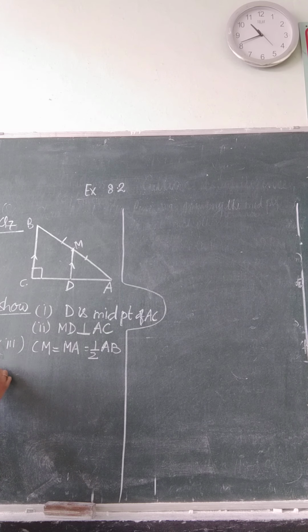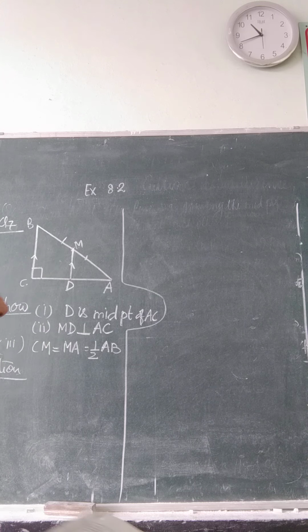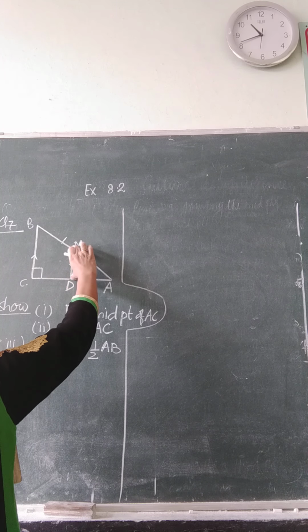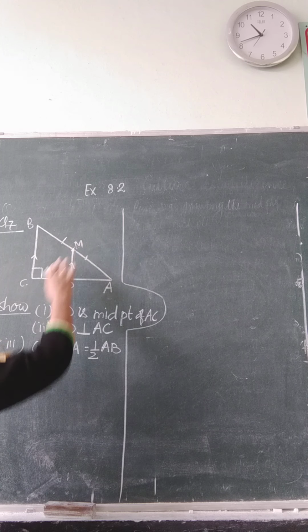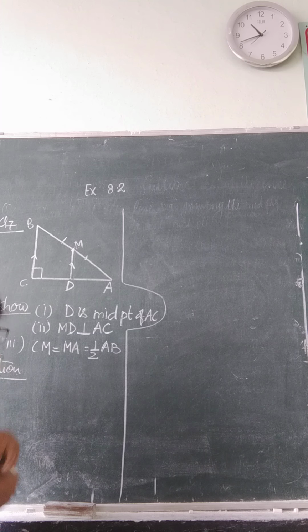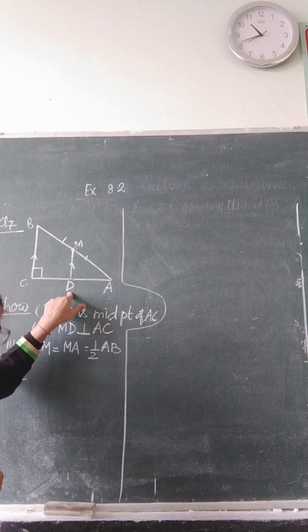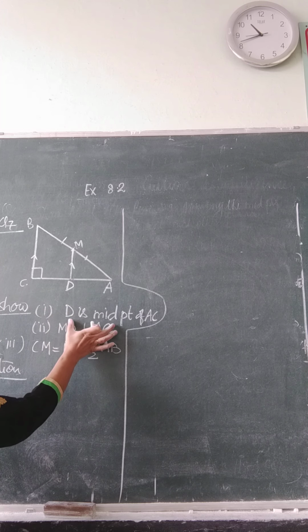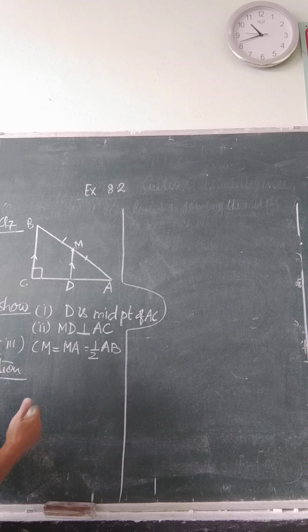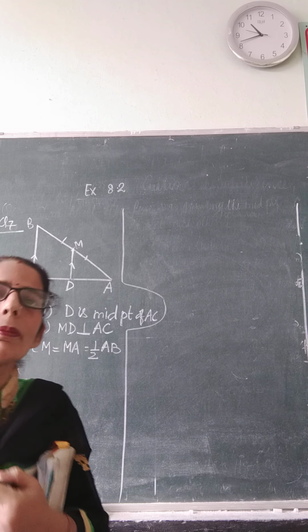Solution. I am expecting you will write given yourself, and I am sure you can write it. Now what is given here? See here, this line is given to be parallel to this, and M is the midpoint. So by converse of midpoint theorem, D is also the midpoint of AC. So first thing is proved that D is the midpoint of AC simply by what theorem? By converse of midpoint theorem.